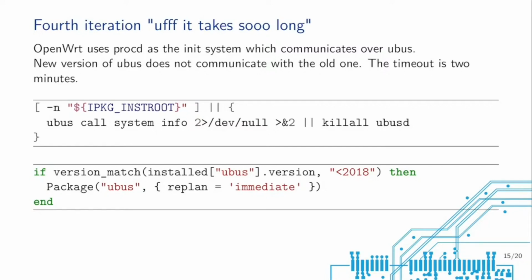Actually, we have to go to the fourth iteration, because now we are able to perform that update. But it takes really long. It really took around a few hours to finish. So what was actually going wrong? Because in the end, it really finished.